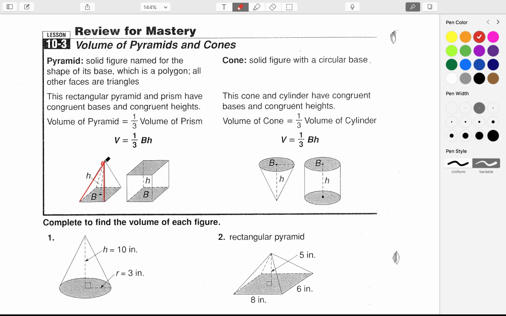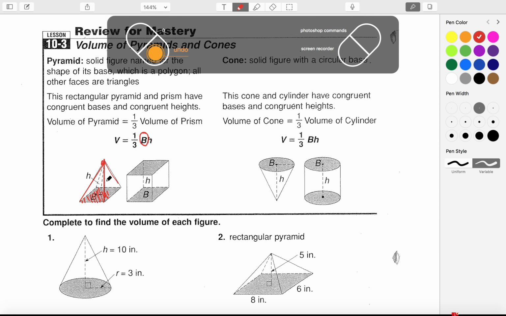Now, this would be the formula that you're using. Notice that your base is a big B. So it's not like you're only using a side. You're finding the whole area like we were in 10-2. So find the area of this, and then you're going to multiply by the height.